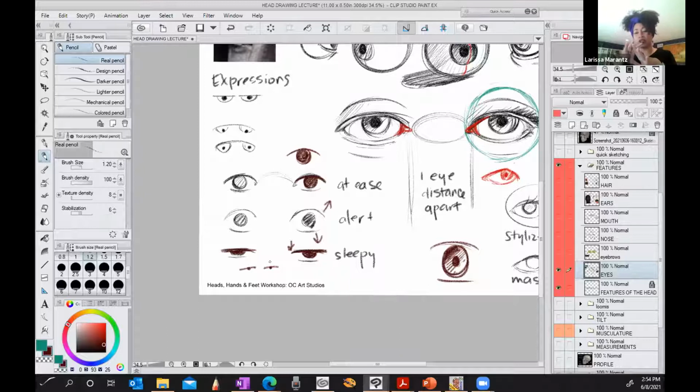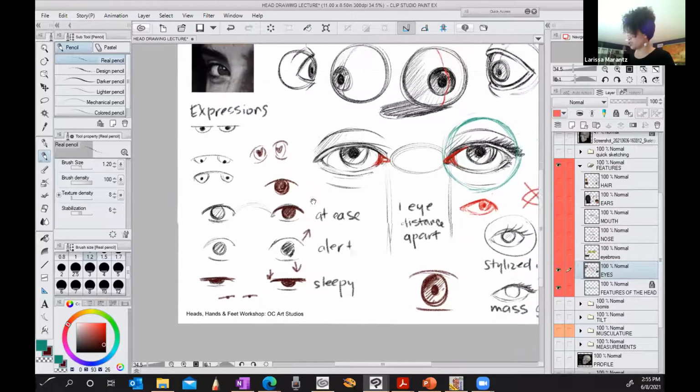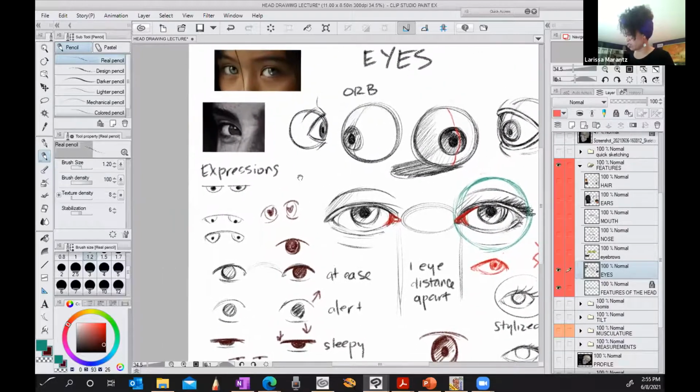When your pupils dilate, your brain is saying, I need more information. That's why a lot of times when you see people that are really in love, their eyes are so big. I put little hearts in it, but that's what is happening. It's a scientific thing that happens. So that's always a fun thing to remember.